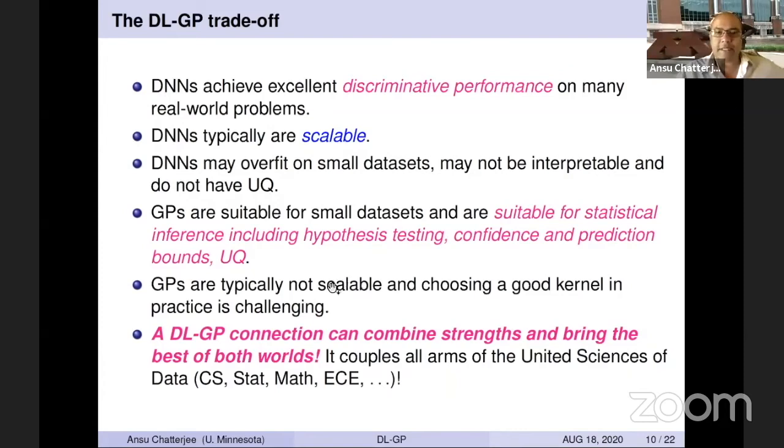Choosing that kernel, choosing this function, that K function on the previous slide, is actually a hard thing. So building a deep learning and a GP connection is actually something that could be pretty cool. It could combine strengths from both of these worlds. Bring in scalability with all the stuff that you'd actually need to make deep learning usable for science. It couples with what I've started calling the United Sciences of Data. You bring all the data science streams together as you do this sort of stuff. So it's a wonderful world for me.